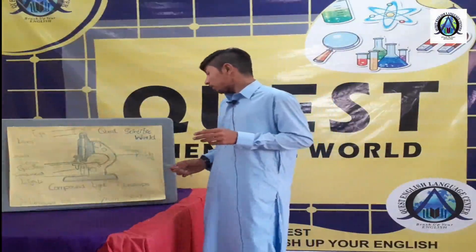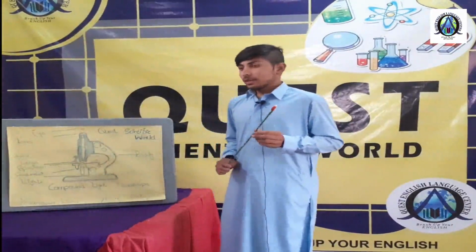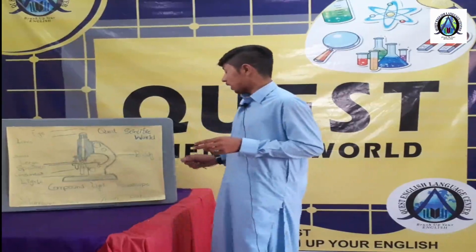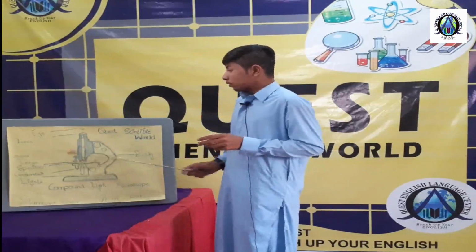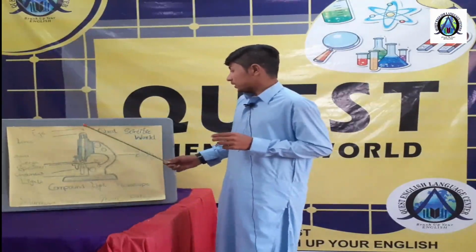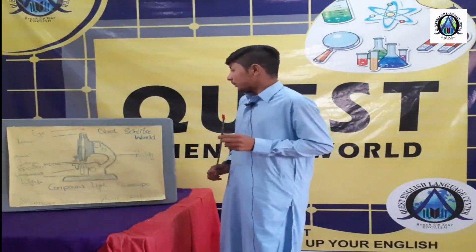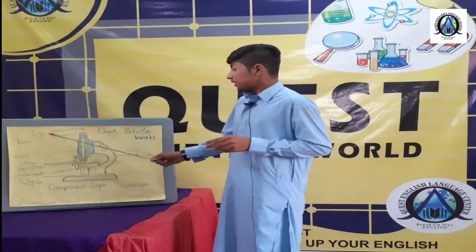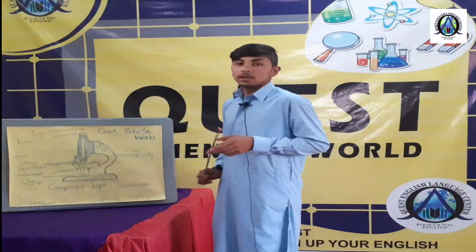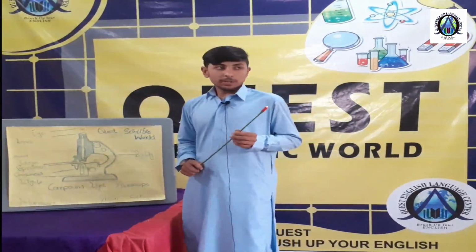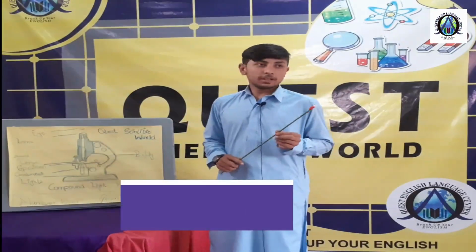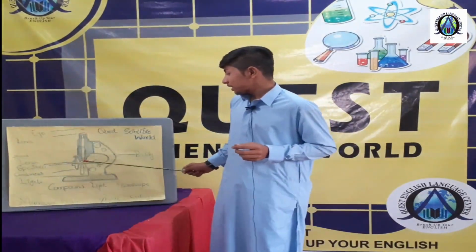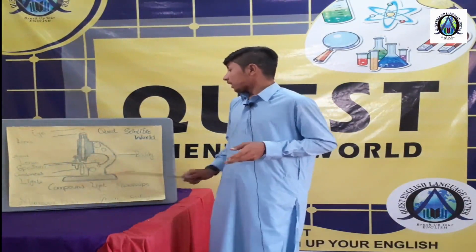The compound light microscope is a microscope which releases light upon the specimen. With the human eye we can see through the lenses. In a compound light microscope there are two lenses, and these two lenses are used to see the specimen. What is the specimen? The specimen means the thing, or the image of that thing, which is kept here. With the help of these two lenses we can see the image properly.